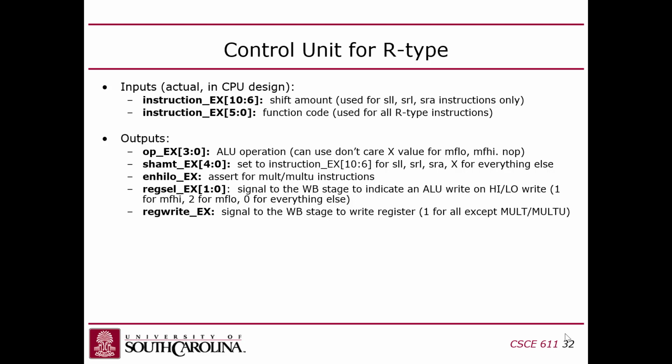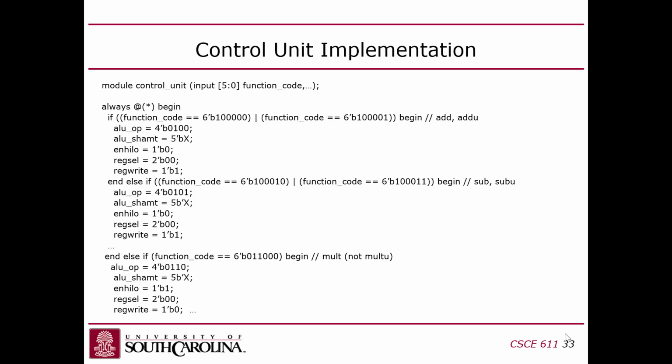Okay, so that's the inputs and outputs. Basically this is just a lookup table, really. I think the easiest way to implement it is just a big if-then-else. It should be always_comb. Sorry, this is Verilog syntax. It should be always_comb here. This is just another way to write always_comb, always @(*).